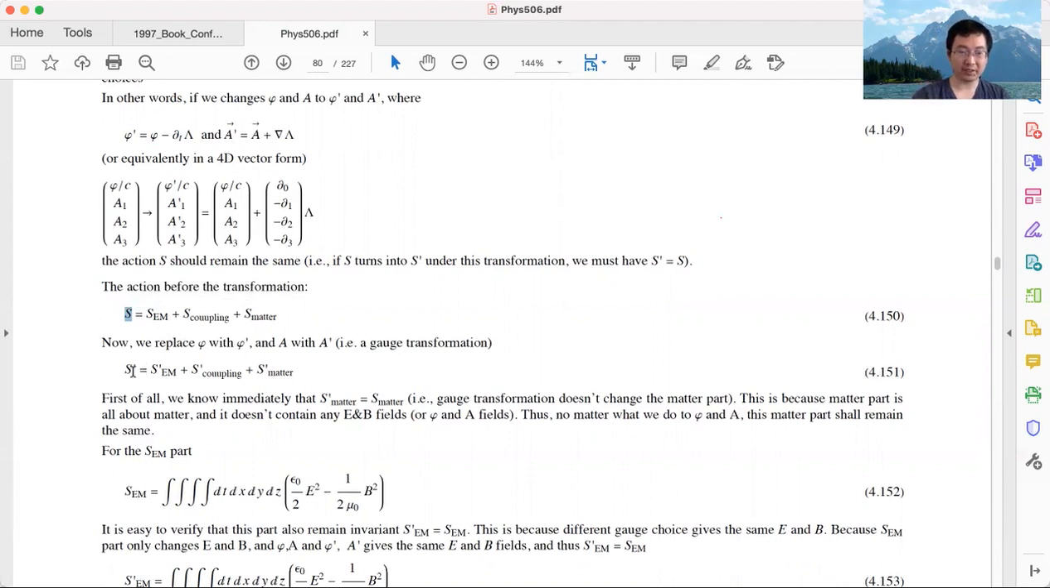So I want to argue that if I request S prime and S are the same, this so-called gauge symmetry, then I can get the conservation. That is what I'm going to prove.